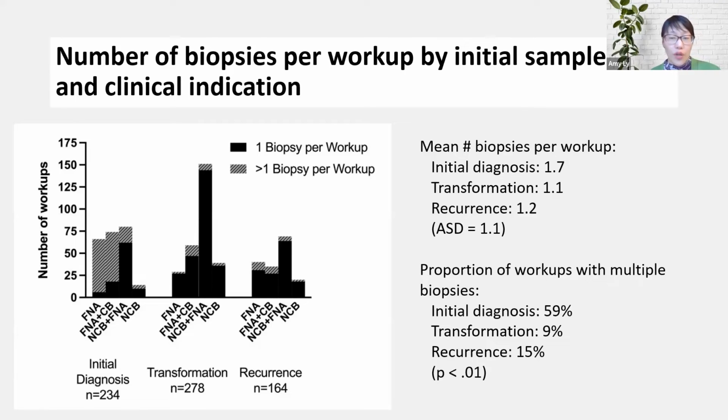So the proportion of workups that needed multiple biopsies was highest for patients undergoing initial diagnosis. So that was 59%. And the rate of needing multiple biopsies was much lower in the transformation and recurrence groups at 9 and 15%. So this is not entirely surprising. Initial diagnosis has a higher bar. You need to also provide a grade. And interestingly, the addition of cell block to FNA did not significantly contribute to the diagnostic yield of FNA in the study.